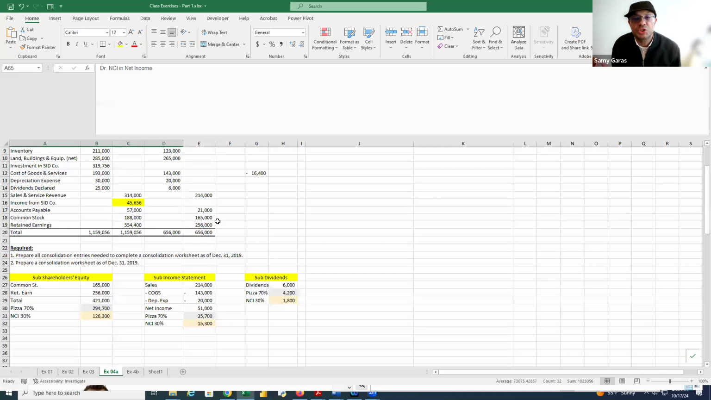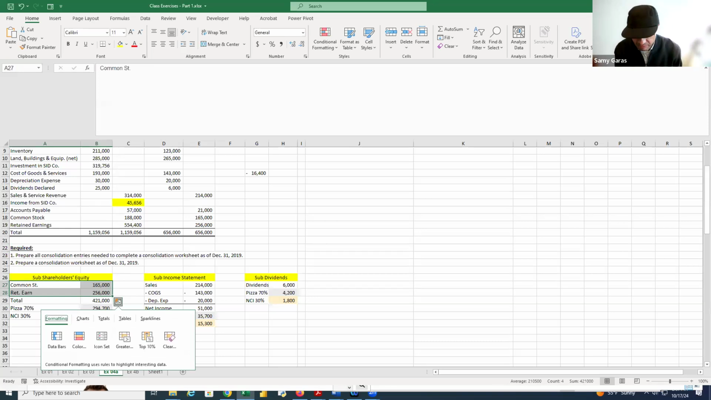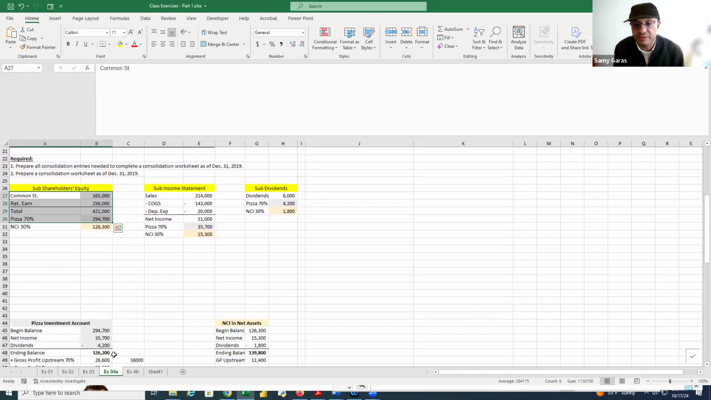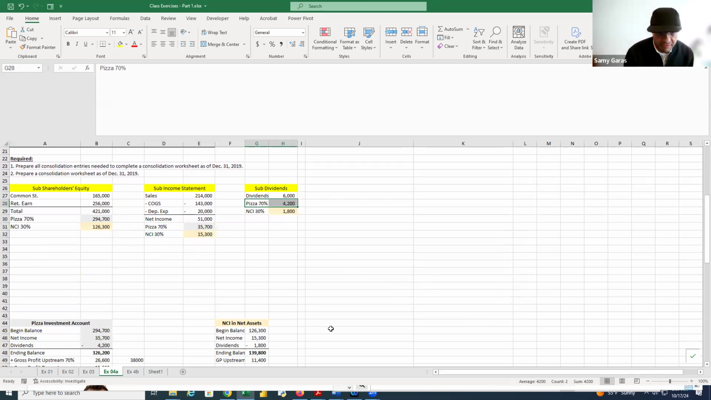So which one should be my beginning point? My beginning point is this one. Common stock and retained earnings, when I add them and multiply by 70%, I will get 294,700, which is my beginning balance. 294,700, plus my portion of income, 35,700, minus my portion of dividends, 4,200.